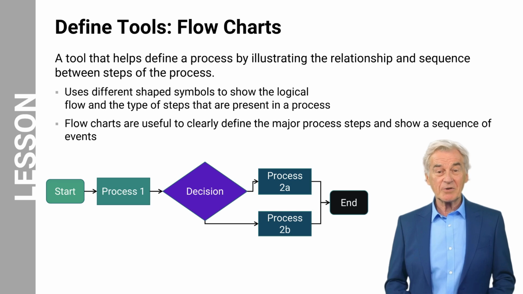A flowchart or a flow diagram is a tool that helps define a process by illustrating the relationship and sequence between the steps of the process. Flowcharts use different shaped symbols to show the logical flow and the type of steps that are present in a process. Flowcharts are useful because they clearly define the major steps of the process and show the sequence of events.